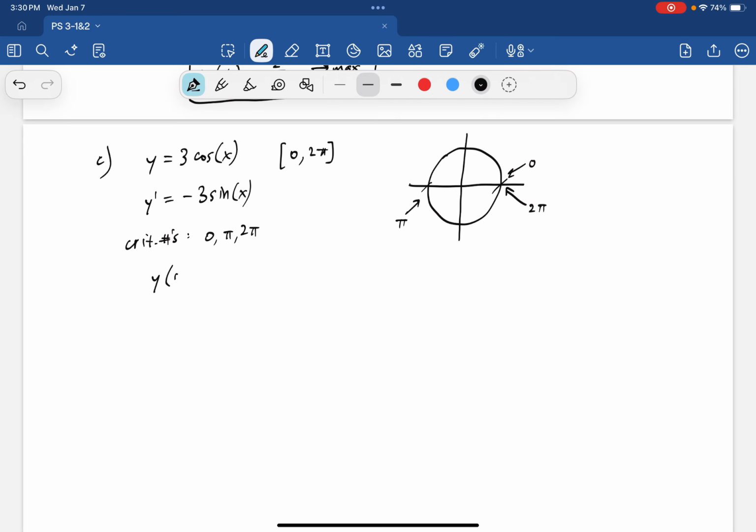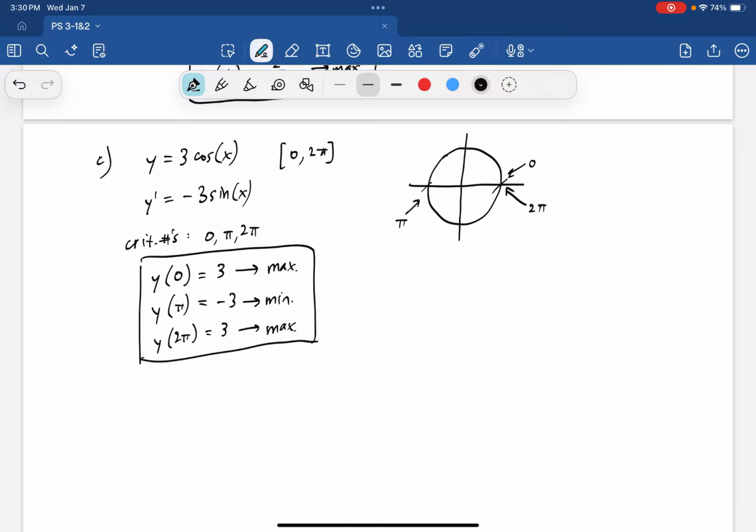Okay, so y of 0 is going to be 3 times cosine 0, which is 3. y of pi is going to be 3 times cosine pi, which is negative 3. And then y of 2 pi is going to be 3 times cosine 2 pi, which is 3. This is a maximum, so we have a double maximum, and we have a minimum. Okay? This is not hard to see from the graph of cosine. If you graphed cosine, between 0 and 2 pi, it would have looked like this. So that's exactly what we expect.